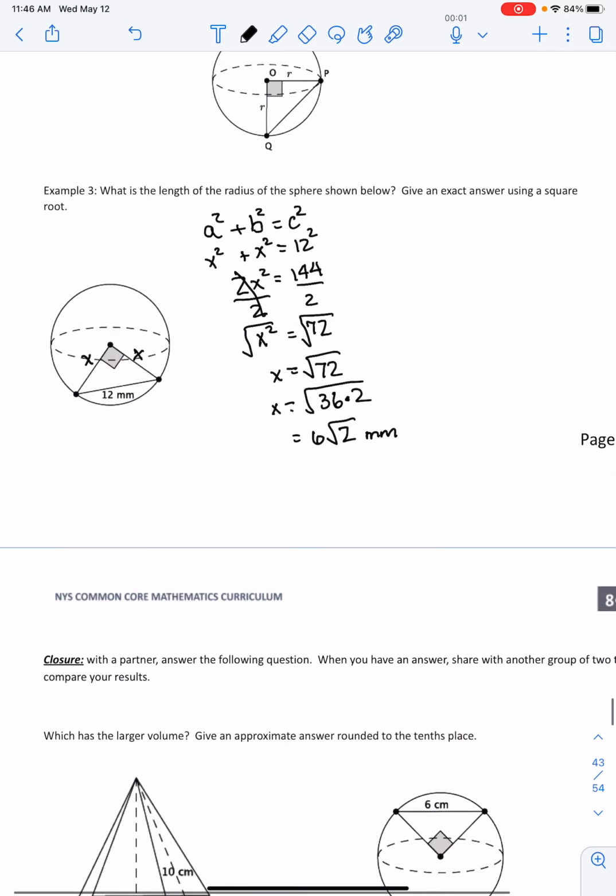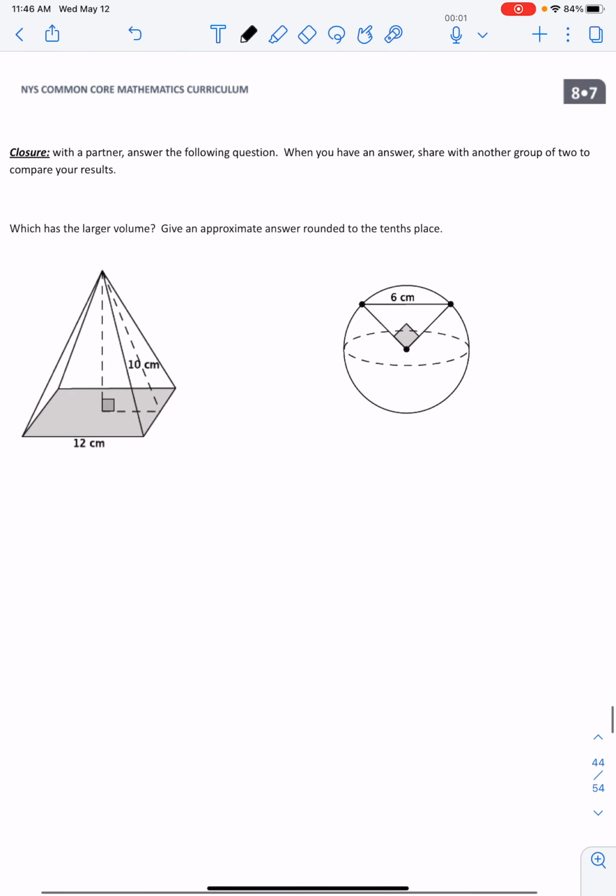So in closing, our question is going to be, which has a larger volume? Give an approximate answer, rounded to the tenths place. Okay? So the first one is my pyramid. So the first thing I have to do is I have to find my height here.